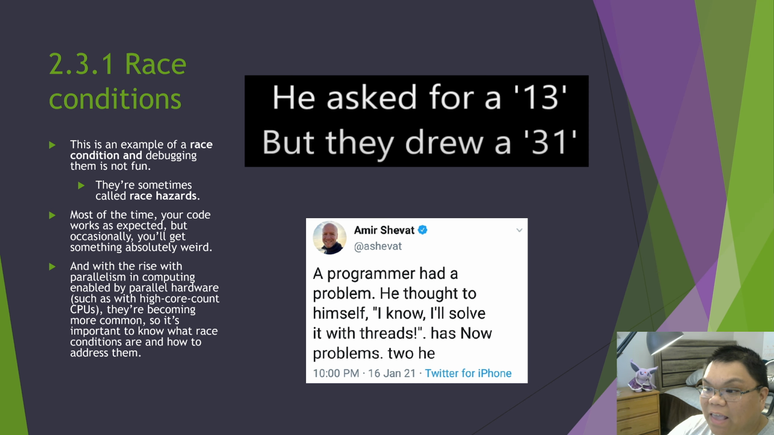This is called a race condition. It's called that because processes are racing one another to be last. In a race condition, last place wins.